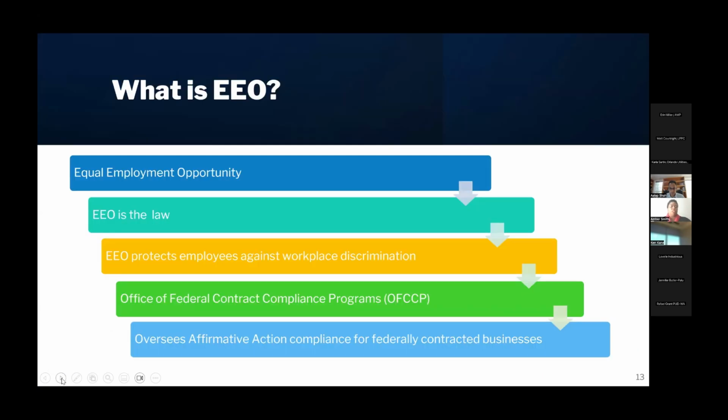And now we're going to talk a little about EEO. So what is EEO? It's equal employment opportunity. What is it? It's a law. It's definitely required, and basically it protects employees from workforce discrimination, which is hugely important. The Office of Federal Contract Compliance Programs, OFCCP, is really the agency that developed these 16 steps. They oversee affirmative action compliance for federally funded projects and federally contracted businesses. Just to give you a little overview of what they do in terms of EEO.